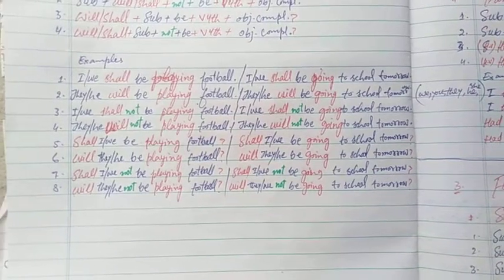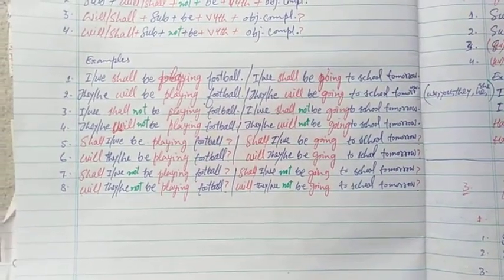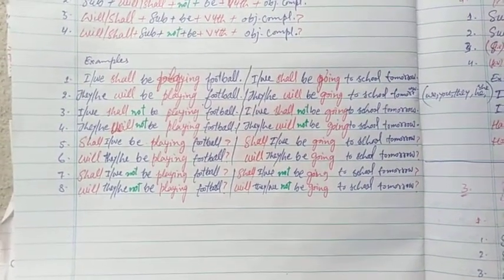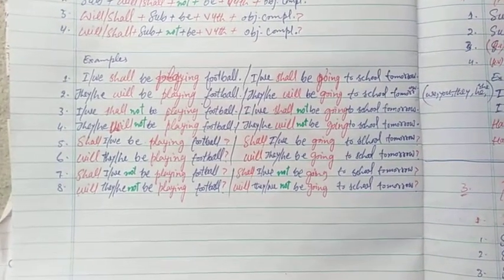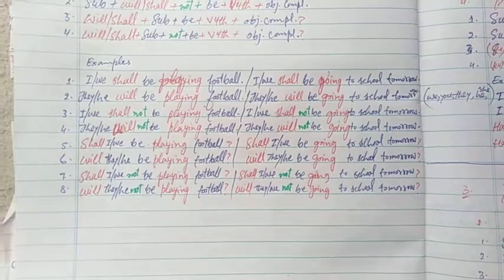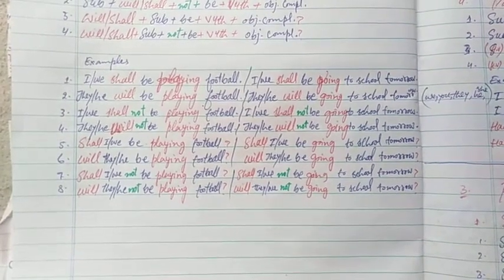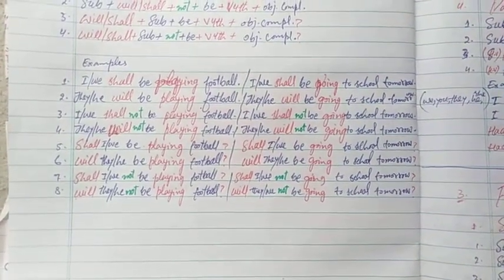ठीक है. Shall I be playing football? क्या मैं खेल रहा हूँगा? Shall we be playing football? क्या हम फुटबॉल खेल रहे होंगे? तो इस तरह से क्वेश्चन करने के लिए Shall I be going to school tomorrow? Shall we be going to school tomorrow? Will they be going to school tomorrow? Will they be playing football? इस तरह से will you be going to school tomorrow? ठीक, इस तरह से आप लोग.